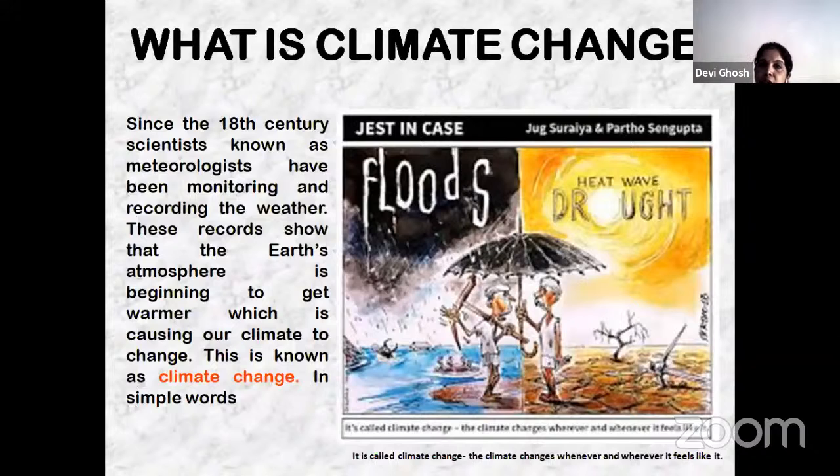Now, what is the role of human induced effects? When we say climate change, I've given the earlier definition, which was according to the IPCC. Here is a very beautiful depiction, which says it is climate change, and I choose to change as and where I feel. So you can see the floods at one end, and you can see the droughts at the other end.